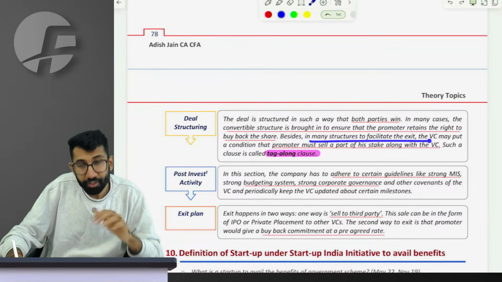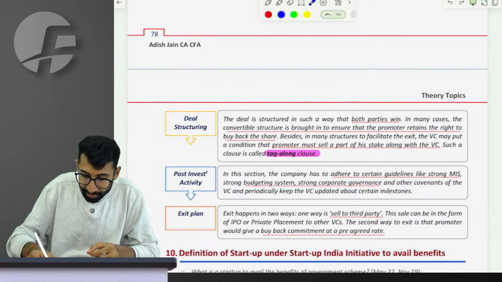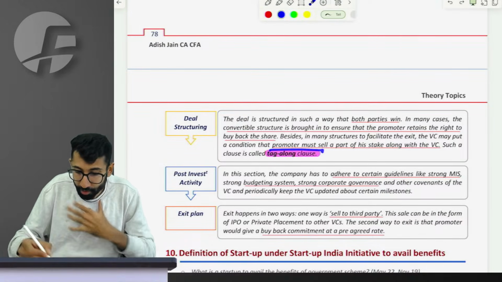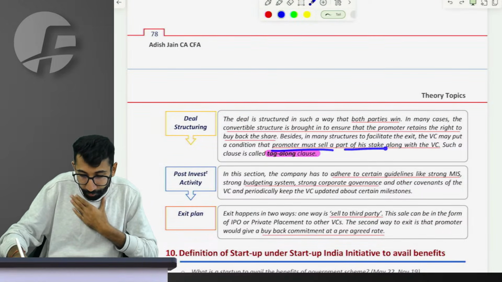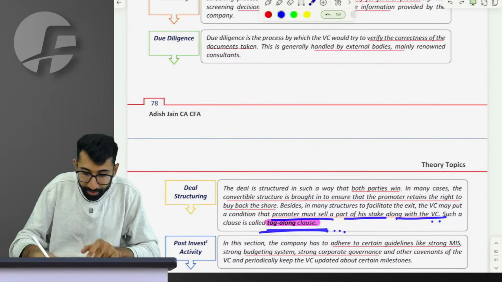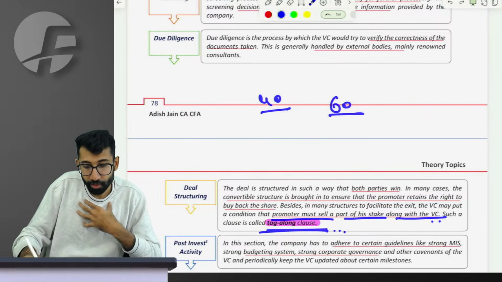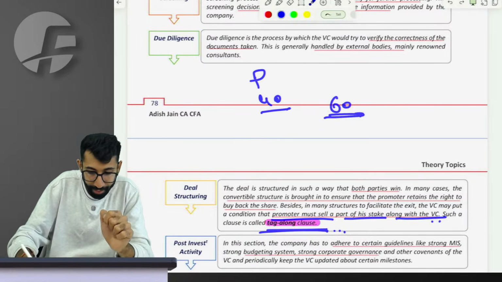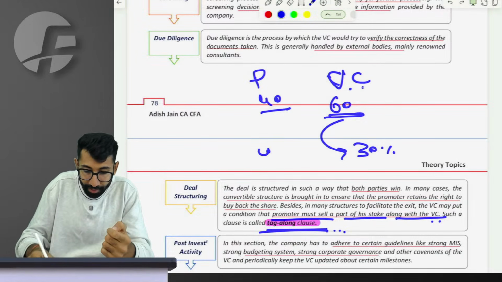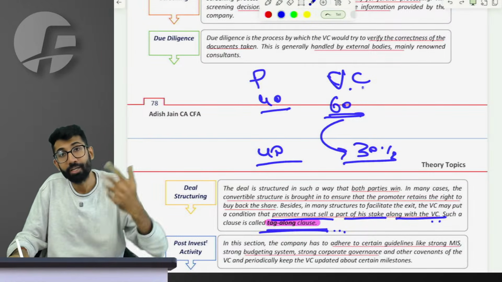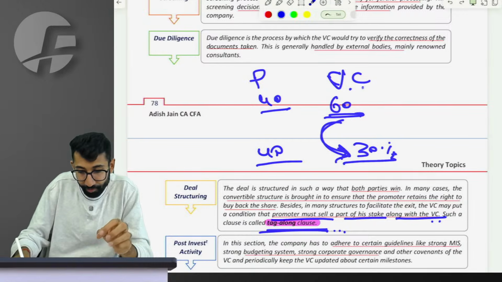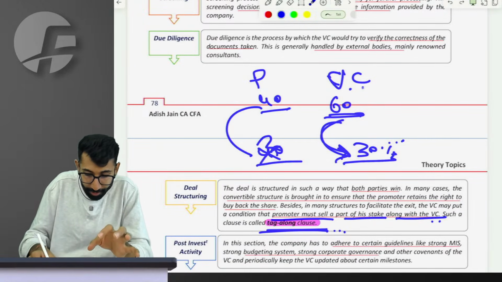Sometimes when a VC gives you money, they put a condition. The VC says we are ready to give you money, the condition being that the promoter must sell a part of his stake along with the VC. Such a tag is a tag along clause. Meaning to say, for example, right now I am a 40% investor and you are a 60% investor in the company. I am the promoter, you are a venture capitalist. For example, you sell half of it, so you are left with 30, I become 40 now, which means I become the majority owner, which is what the VC does not want to happen. So the VC says, when we sell 50% of our stake, you also sell 50% of your stake.